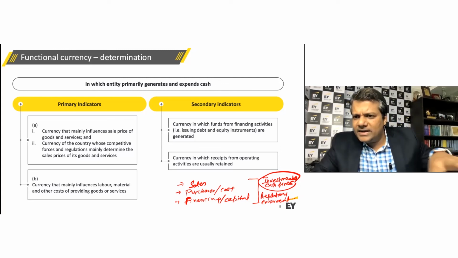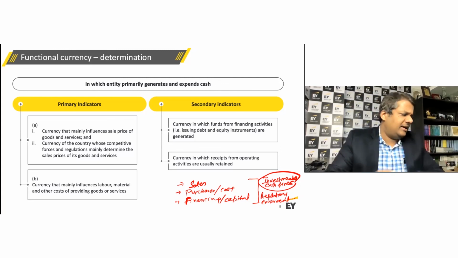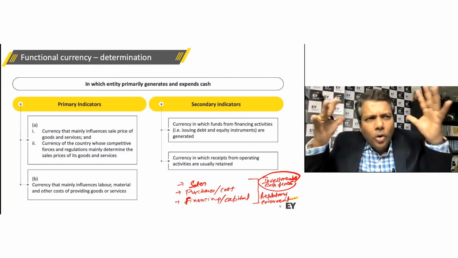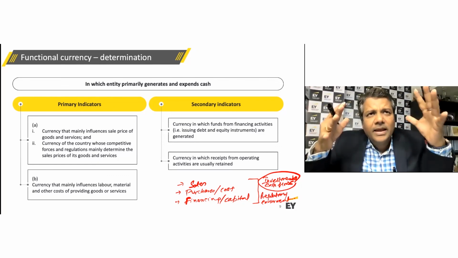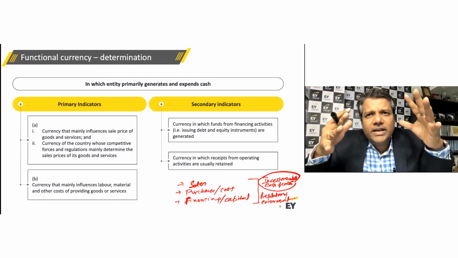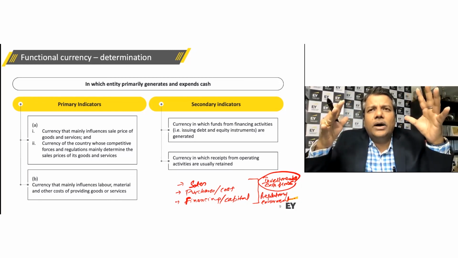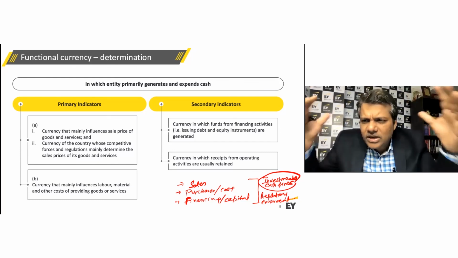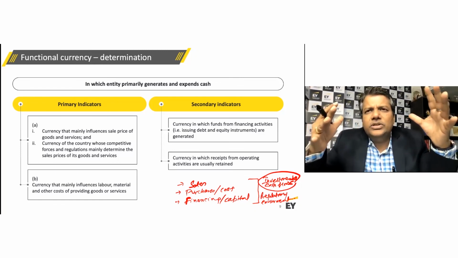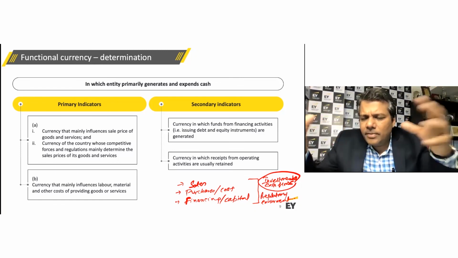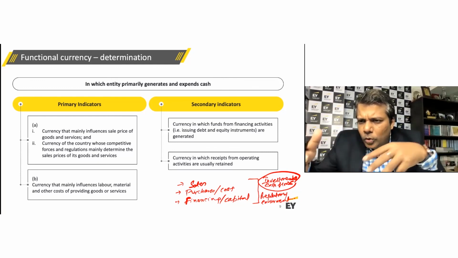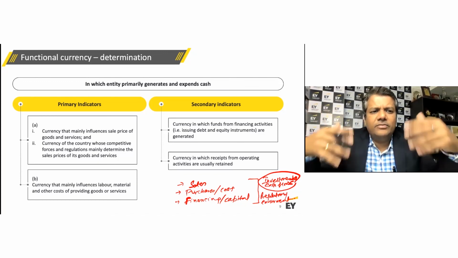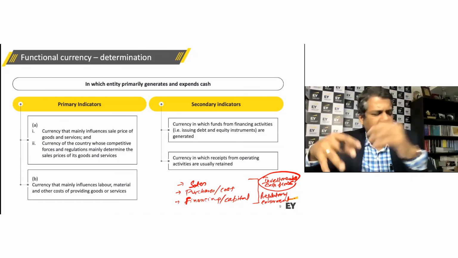So when you look at these criteria, primary indicators and secondary indicators, you have to think about it from the perspective of any company or business you're dealing with. In which currency am I determining my sale price, in which currency am I incurring my cost, in which currency am I spending the maximum amount of my cash flows, cash inflow and outflow, and in which currency have I generated financing, and so on and so forth.